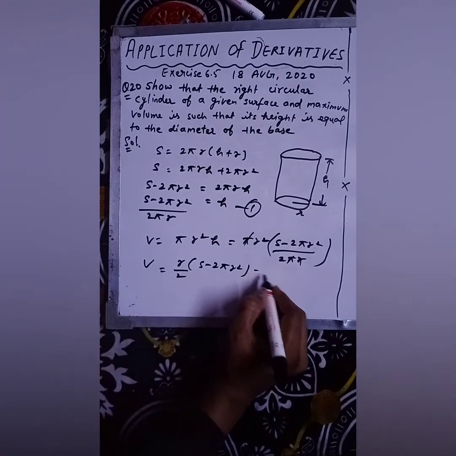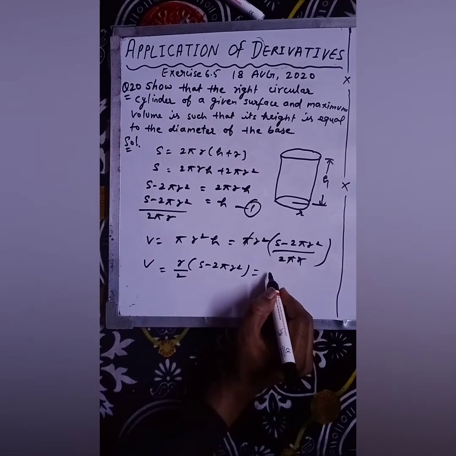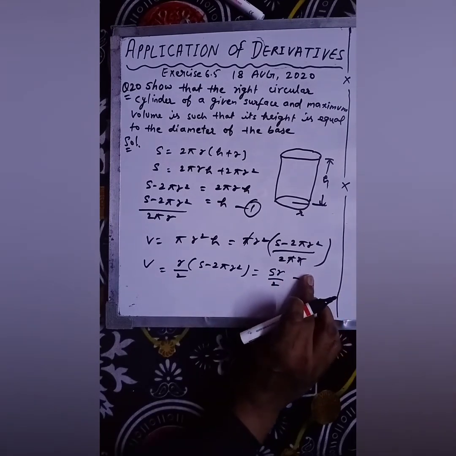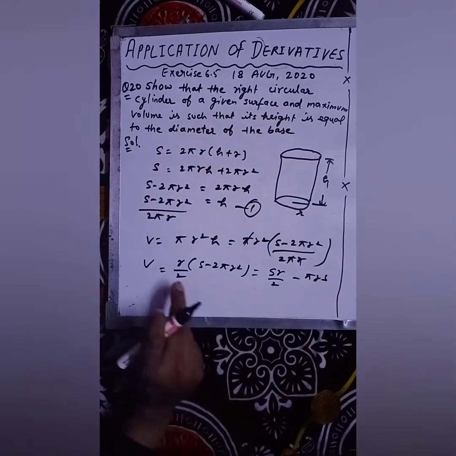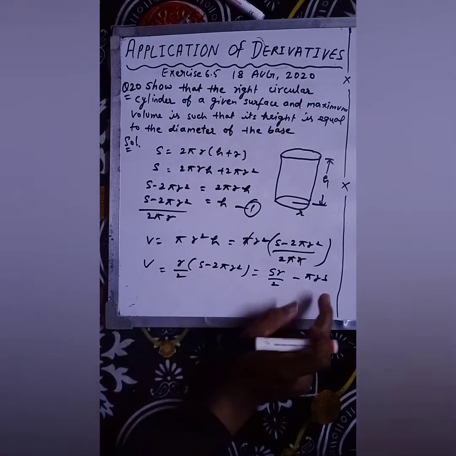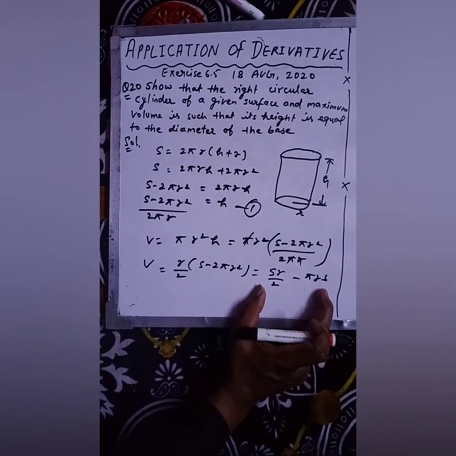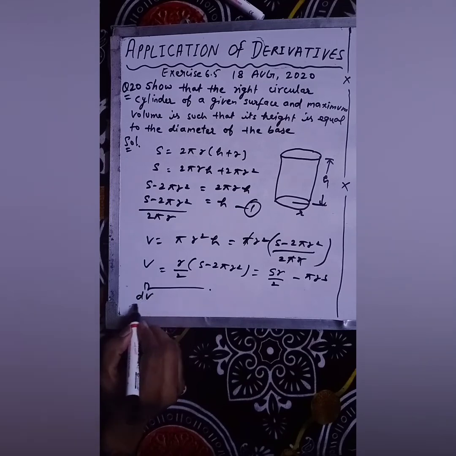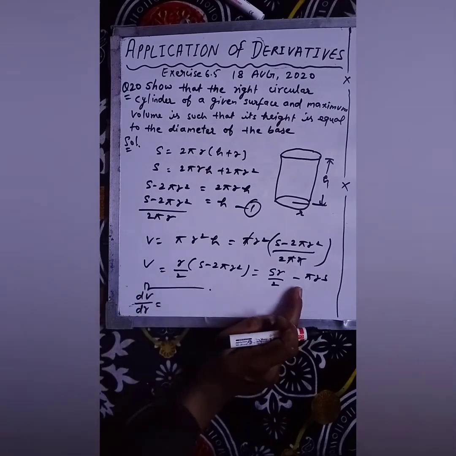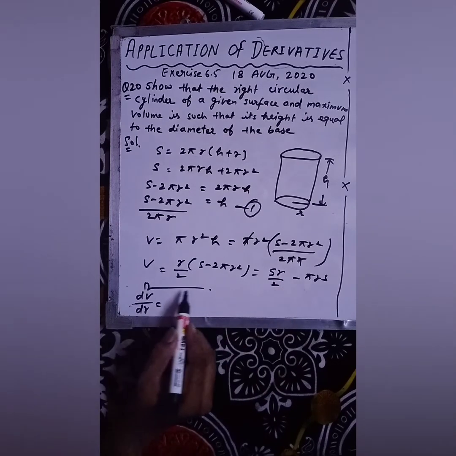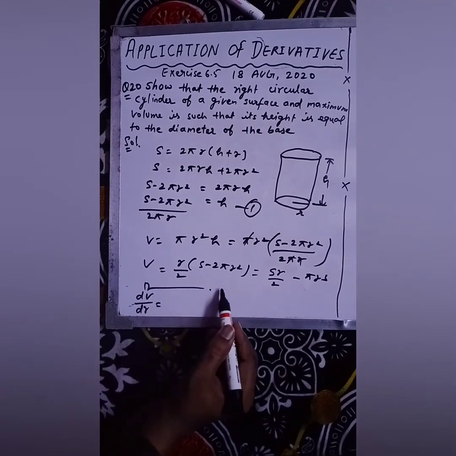I'm inserting this r by 2 into this. So this would be S r by 2 minus, this 2 and 2 will cancel out, and you will get pi r cube. Now we are differentiating both sides with respect to r. So your dV by dr, here you have to differentiate with respect to r because r is the variable, not x. Here you have to write the statement: differentiating both sides with respect to r.